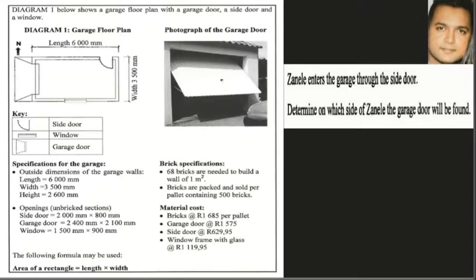The diagram below shows a garage floor plan with a garage door, a side door, and a window. So if you're looking at this information and we read through it, we see we've been given the dimensions of the floor plan. We're given symbols for the particular floor plan, and we have the specifications for various items on the floor plan, the brick specifications, and the material cost. So you need to read this information here in order to familiarize yourself with what's given, so that when we approach our questions we know exactly what information to use for each particular question.